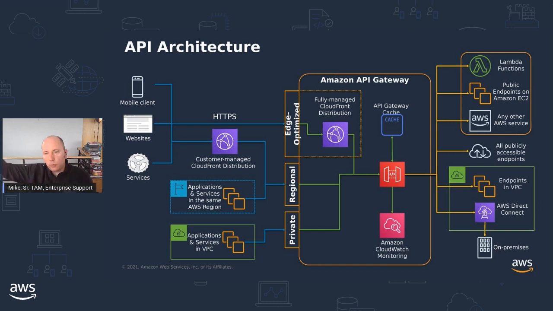An API is a front door to all the different distributed systems you might have in the background. In this case, we have events that come in through websites or mobile clients over HTTPS, run through a CloudFront distribution, and then hit the API Gateway. From the API Gateway, that could fan out into Lambda functions, public endpoints on Amazon EC2. It could even go back to your on-premises data center to pull data from there.